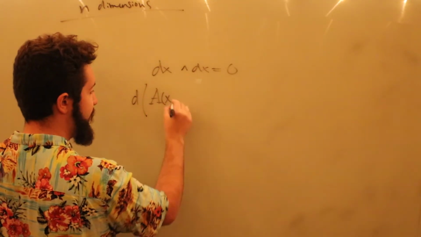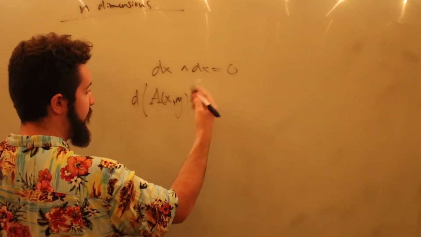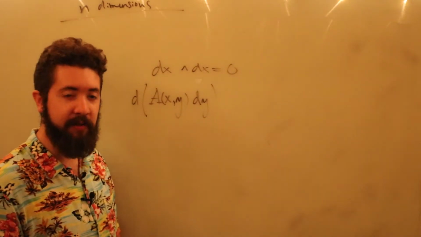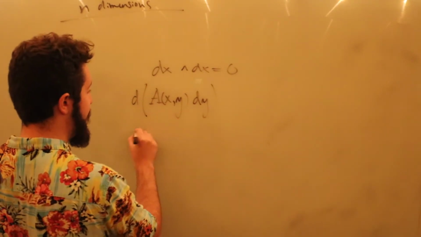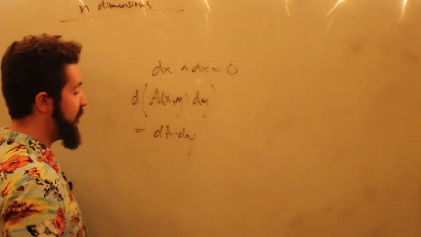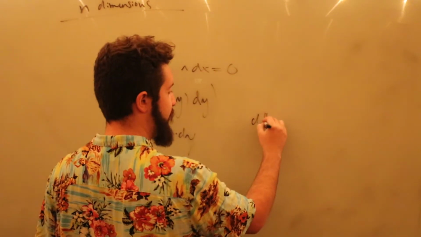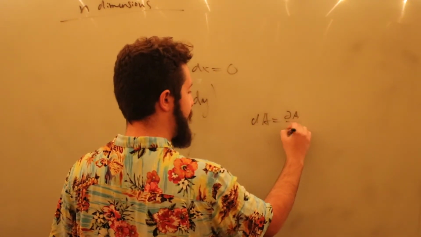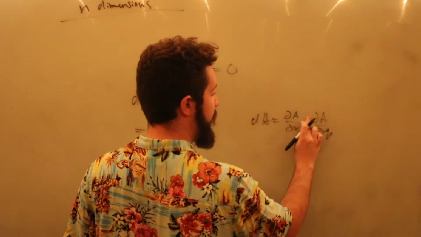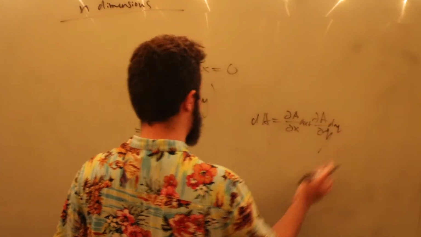So let's say it's a function of x and y, and then this is times dy, let's just say. So how do we take the exterior derivative of this? Well, we just define it to be dA times dy. And what is dA? Well, we know this by normal calculus. The differential of a function is just the partial derivative with respect to x plus the partial derivative with respect to y, where we have multiplied by the little differentials here.